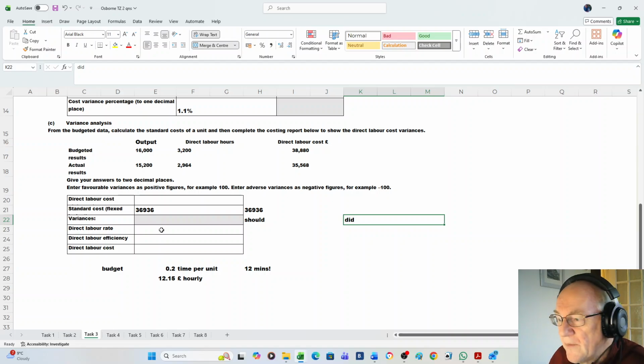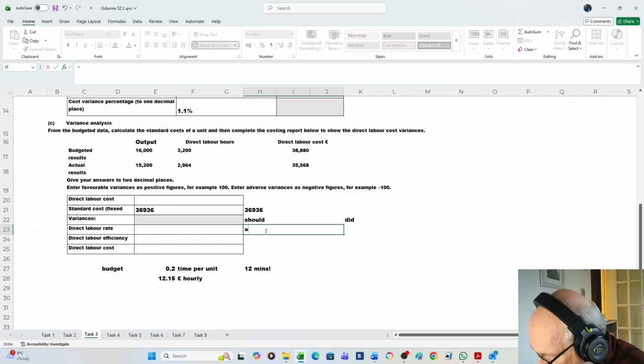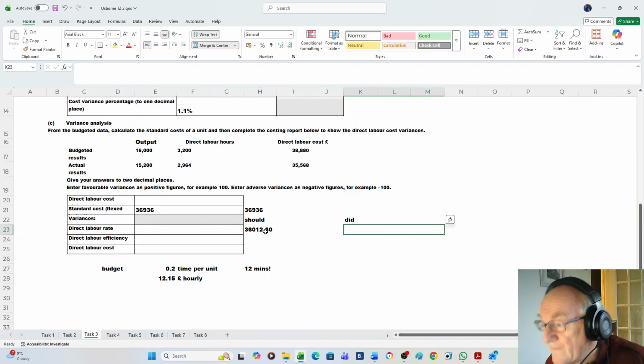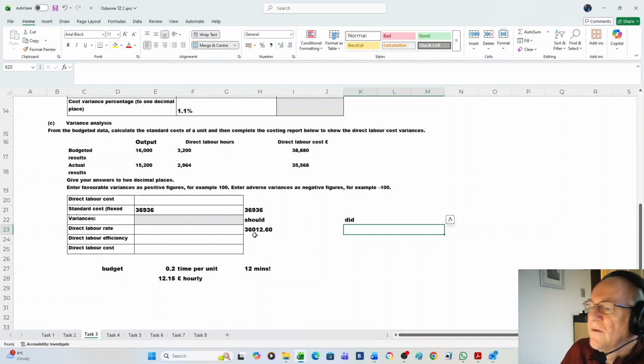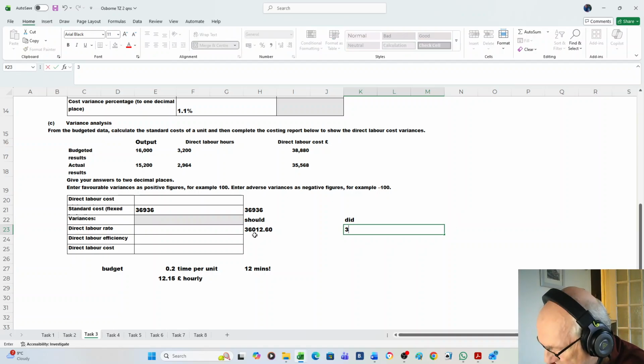So the labour rate, a little bit like the price, we need to work out how much those 2,964 hours should have cost. So 2,964 times 12.15 should have been £36,012.60, and we know it costs 35,568.